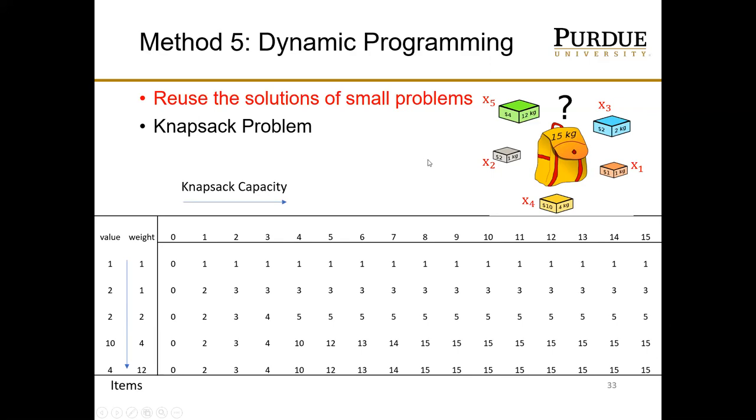So, okay, that would be this one. For now, we fill out the whole table. We got 15, right? That would be the $15. That would be the total optimal value for the solutions. But at this point, we only know the objective function.